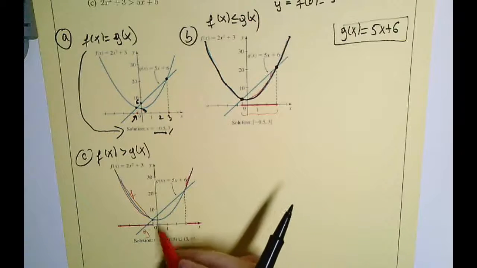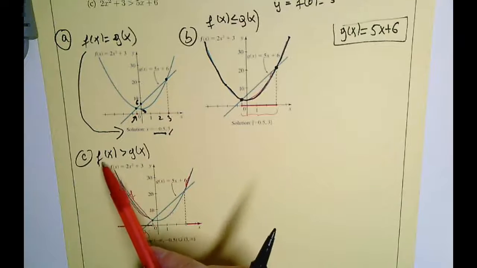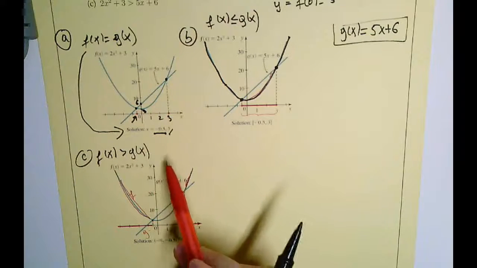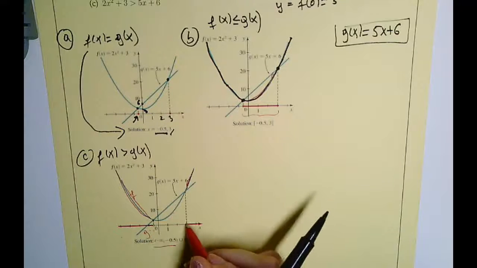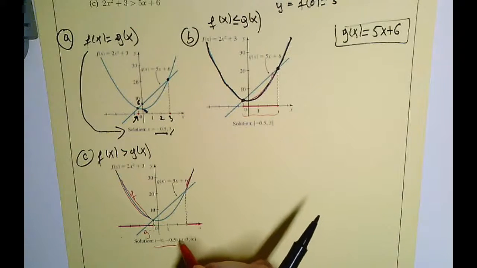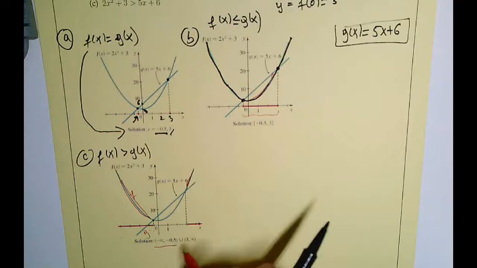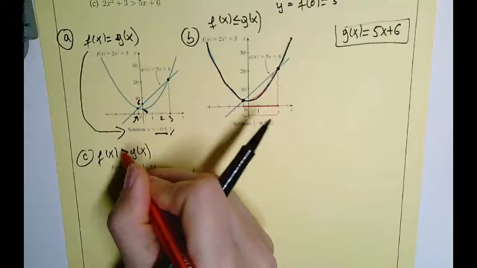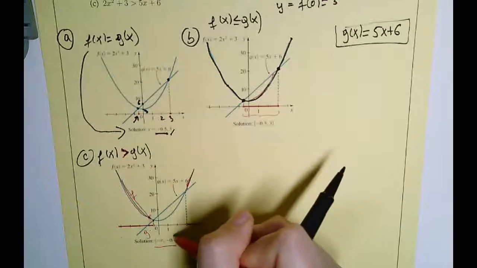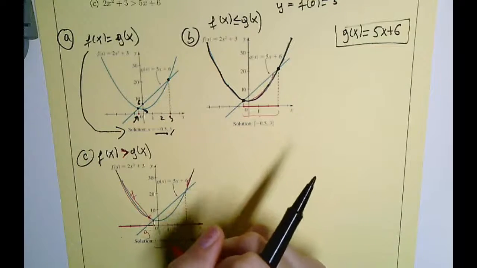So we say that the solution to the inequality f of x greater than g of x is negative infinity to negative 0.5 and then 3 to infinity. The reason we put parentheses at negative 0.5 and at 3 is because it's strictly greater. If it was greater than or equal, then we'd include the endpoints for this one and that one.